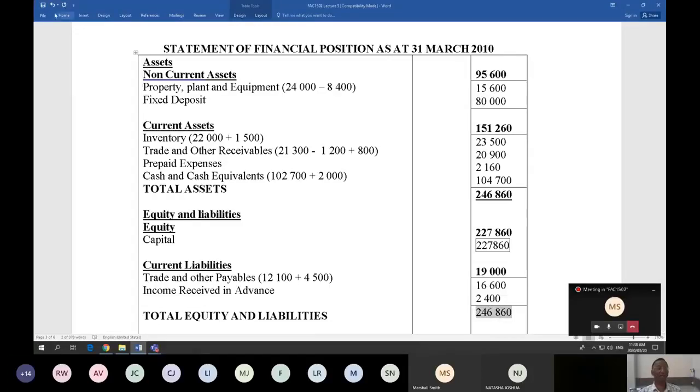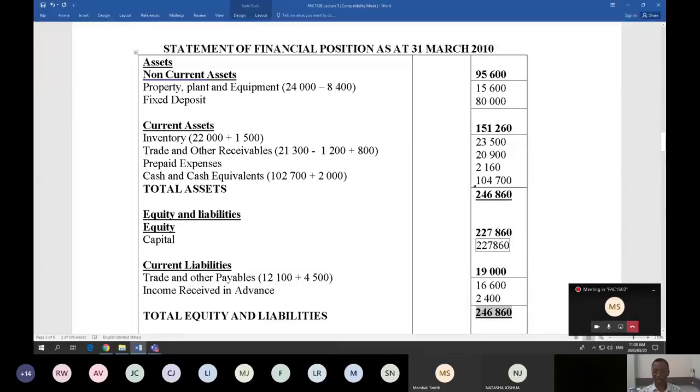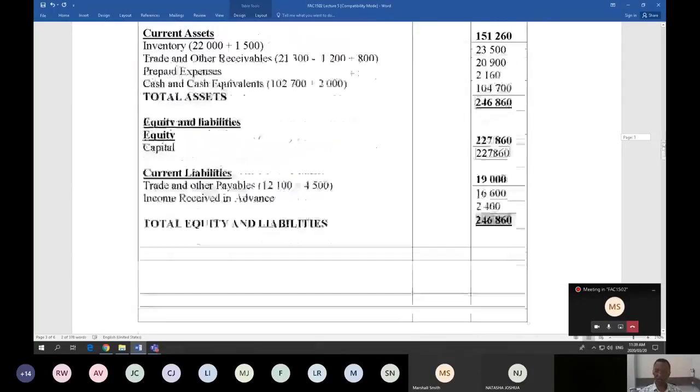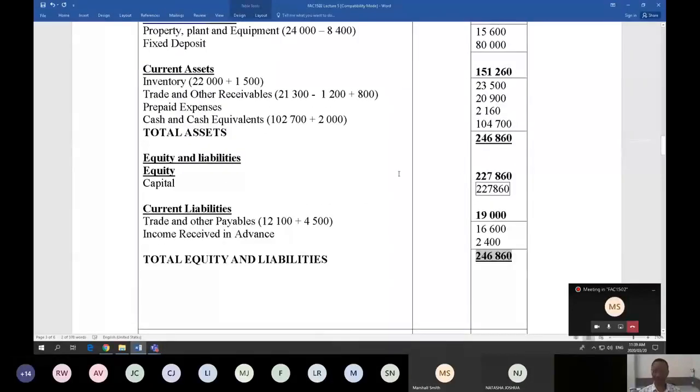And by doing the statement of financial position, you have actually proved now that your assets, which was 246,860, is equal to your equity and liabilities of 246,860. And guys, this was a complete question where you had to do all three financial statements.